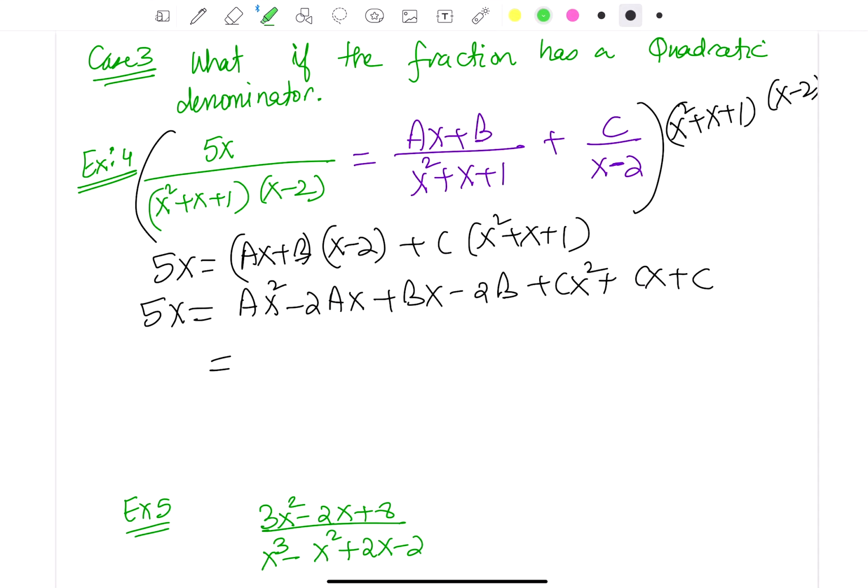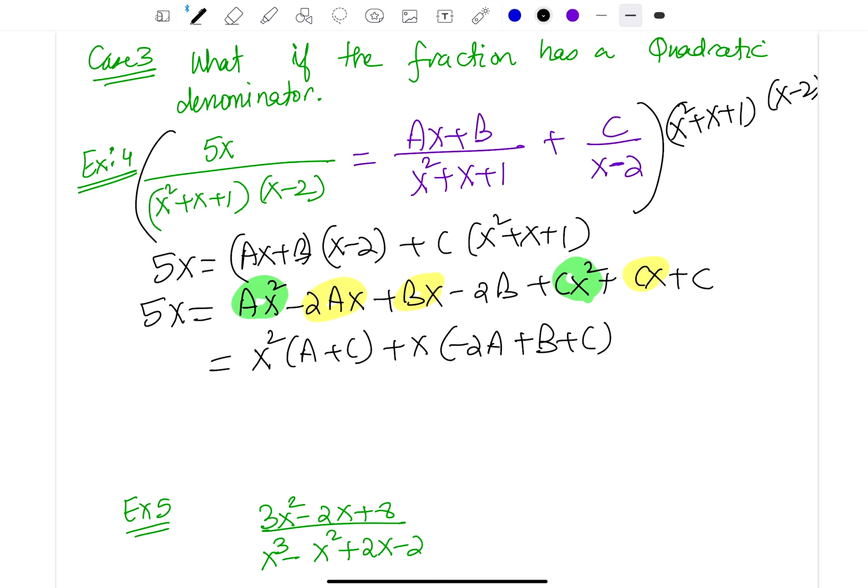Okay, now let's combine all the terms with x squared. That would be x squared times (a plus c), plus all the terms with x, x times (-2a plus b plus c), and the constant terms are -2b plus c, equal to 5x. So we're going to equate the coefficients now. Actually, we could go ahead and find the c really quick. That would make my life easier.